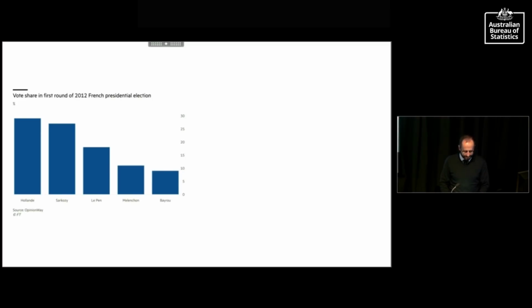It's the voting results from the first round of the 2012 French presidential election. You can read that in 5 seconds and then move on to checking your Twitter feed or your email. You know, this is not going to occupy much of your time. Now, we've got 5 candidates ranked in order of how many votes they received.